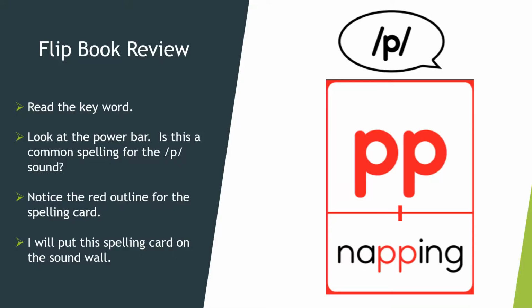Let's begin by reviewing some of our double letter spellings. Look at the letters you see on this card. These are the letters PP. The PP stands for the P sound. Let's take a look at the keyword. This word is napping. Say napping.